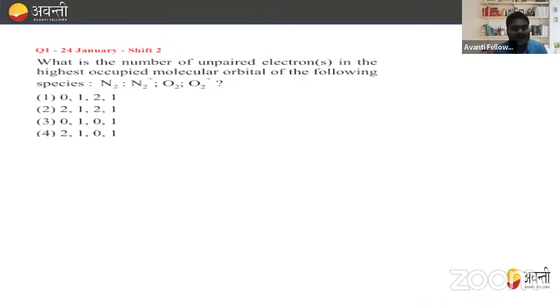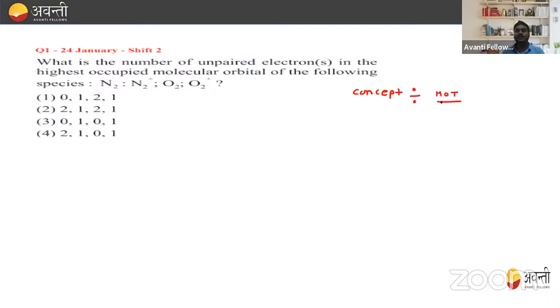The first question comes from the 2023 JEE Main 24 January paper. What does the question state? What is the number of unpaired electrons in the highest occupied MO, that is molecular orbital, of the following species? What is the concept behind this question? Yes, I'm going to discuss each and every concept of the PYQ. This question is basically from MOT theory.